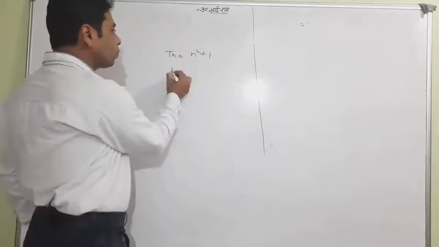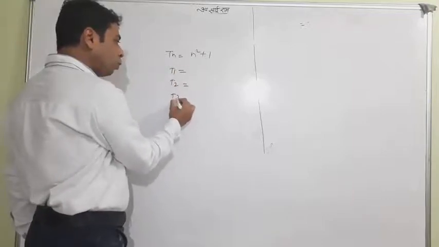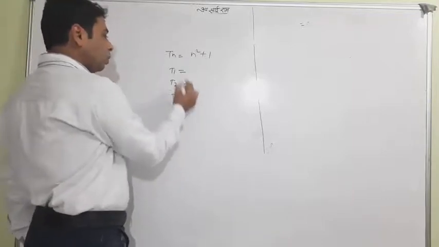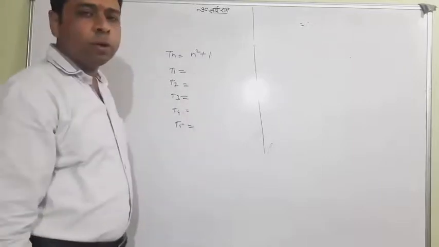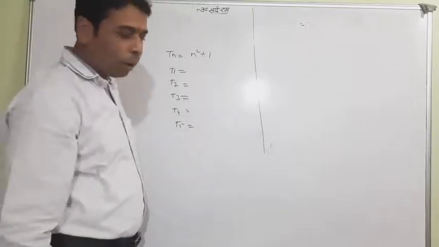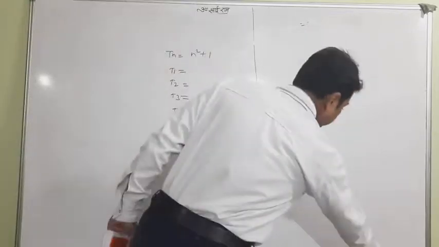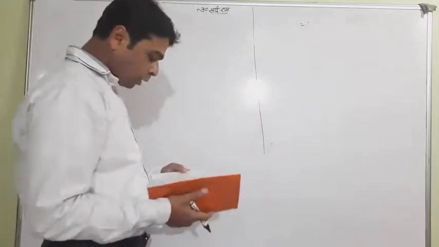What you will do? You will put n equal to 1, you will put n equal to 2, you will put n equal to 3, and so on. So you just put n equal to 1, 2, 3, 4, 5, and whatever the 5 answers will be are the first 5 terms. So I don't think it's a trouble. You can do it on your own. Okay, so the first 6 questions are the same.